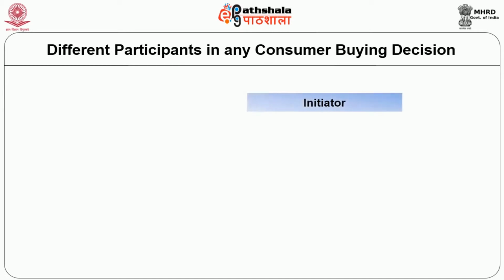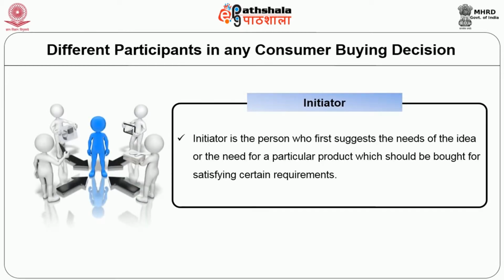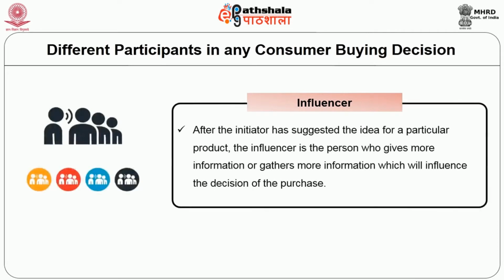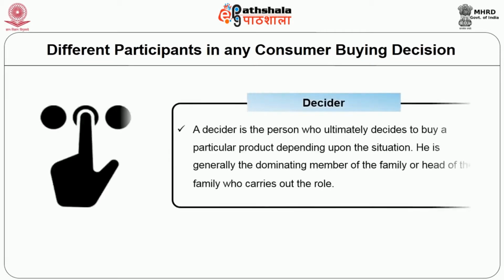The first one is the initiator. He is the person who first suggests the idea or the need for a particular product which should be bought for satisfying certain requirements. Next is the influencer. After the initiator has suggested the idea for a particular brand or product, the influencer is the person who gathers more information which will influence the decision of the purchase. The decider. A decider is a person who ultimately decides to buy a particular product depending upon the situation. He is generally the dominating member of the family or head of the family who carries out the role.